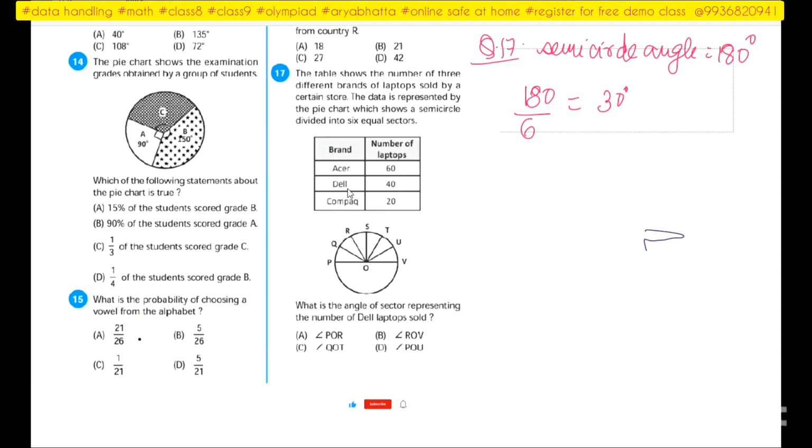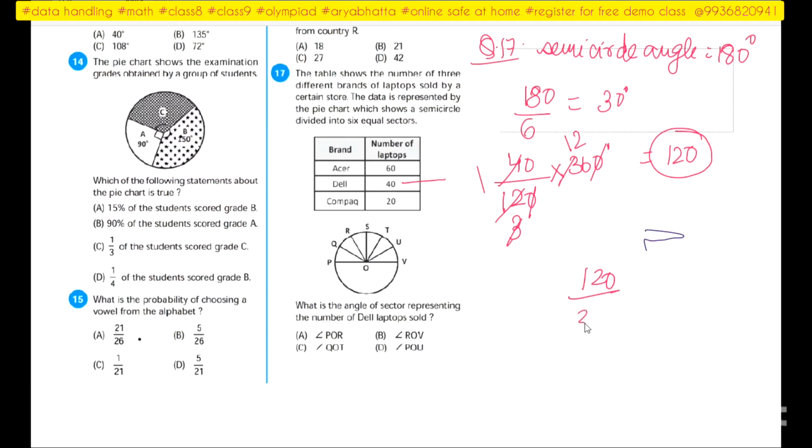Right? Now they are asking about Dell laptops. Dell laptop is selling 40. Now 40 and total is how much? 40, 60, 100, 120. Total is 120. So finding the angle of Dell is 40 over 120 multiplied by 360. What will I get? 120. Yes. So how many parts do we need? 120 divided by 30, 4. So the angle will be 1, 2, 3, 4 parts. That is my angle required.